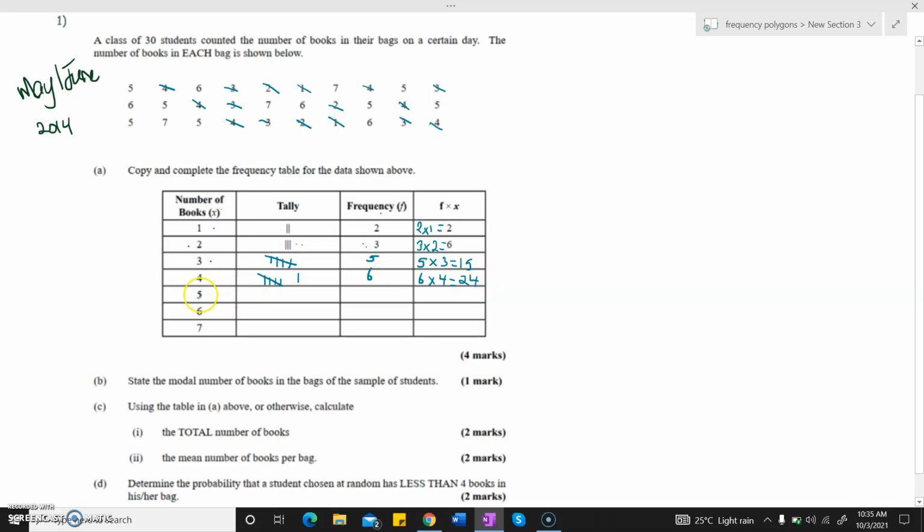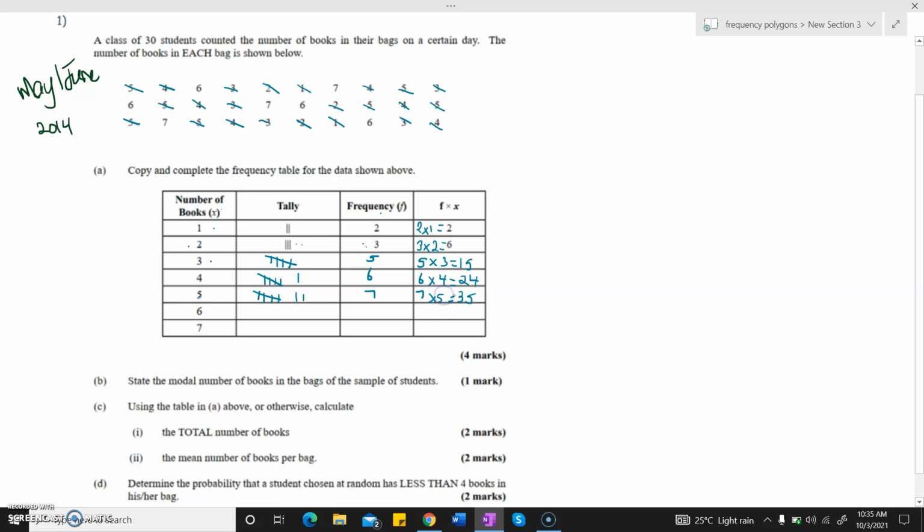Now we're doing it for 5 books. So let's see how many students had 5 books. 1, 2, 3, 4, 5, 6, 7. So you put your 7, and then you put your tally. 1, 2, 3, 4, 5, 6, 7. Then f times x, 7 times 5, 35.